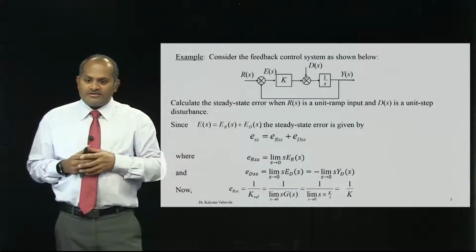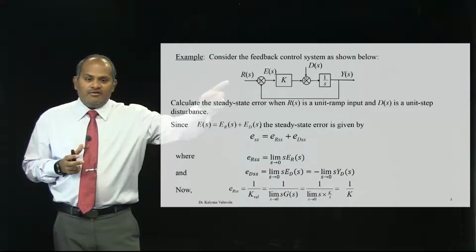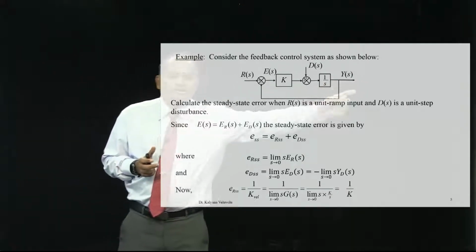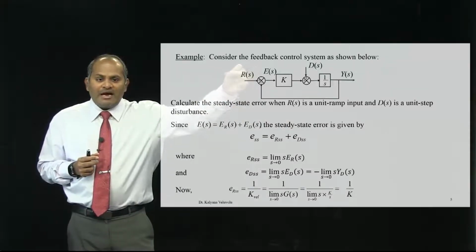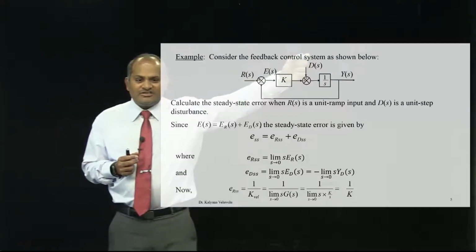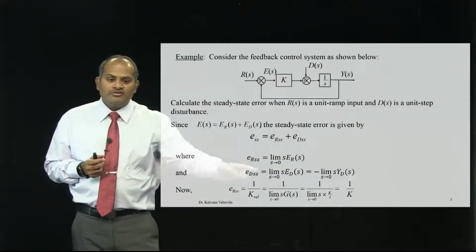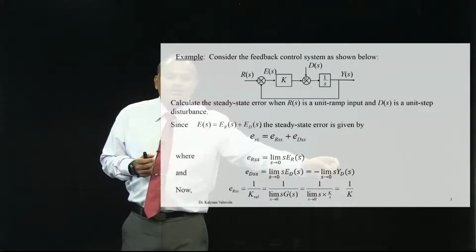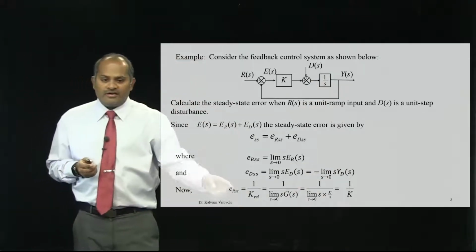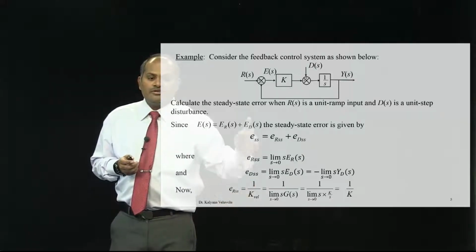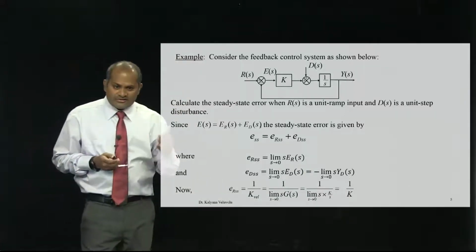ED and YD are a confusion for many students, because error is normally the difference between input and output. However, when you make the input 0 and the disturbance is acting on the system, the whole output is equal to the error. That is the reason your ED is equal to the output due to the disturbance YD. So, we substitute and identify the error expression for ER of S from the K velocity; because the input is a unit ramp, we get 1 by K. That is what we discussed in the last class.